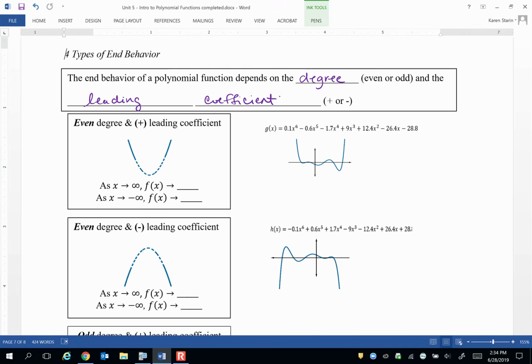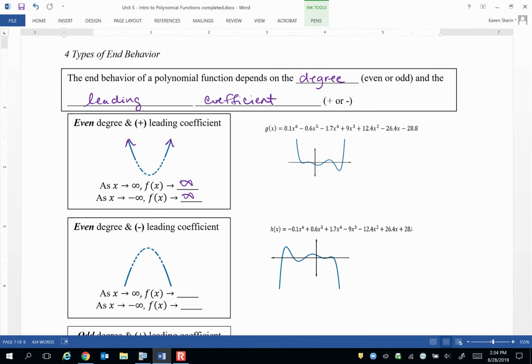So if we have an even degree and a positive leading coefficient, which is our first graphic box here, as x approaches infinity, f of x also approaches infinity. That's this end right here. As x approaches negative infinity, f of x approaches positive infinity. That's the left end there. So there's an example, g of x, of an even function with a positive leading coefficient.